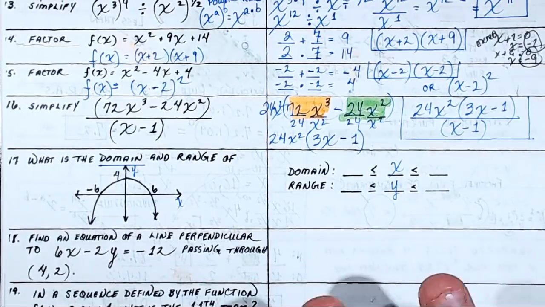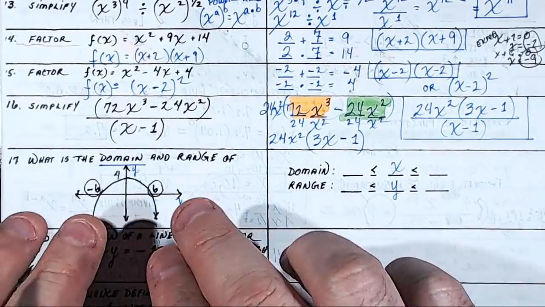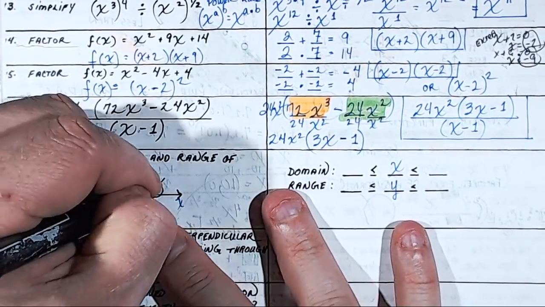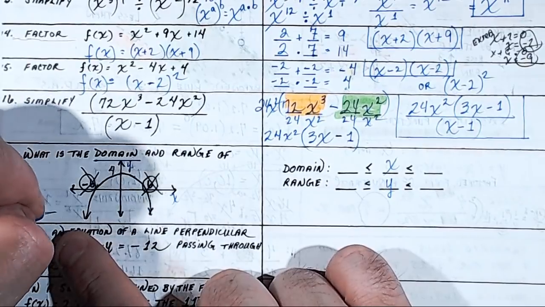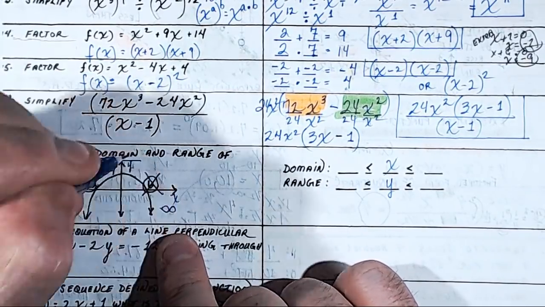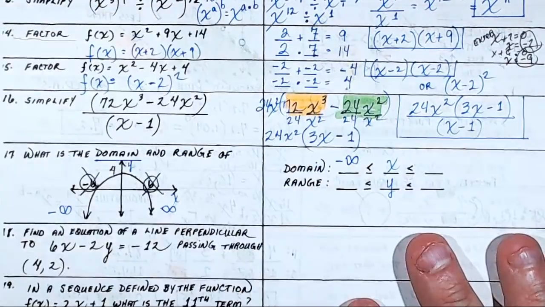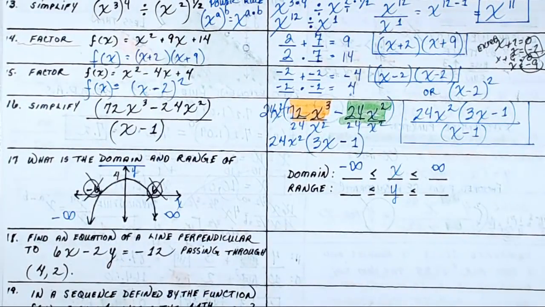People are getting hung up on these numbers. Those are the zeros of this equation. They have nothing to do with the domain. Nada. So this is negative infinity off to the left, and positive infinity off to the right. So we'll put negative infinity less than or equal to x less than or equal to positive infinity. This is just a property of quadratic functions. You've got to remember it.